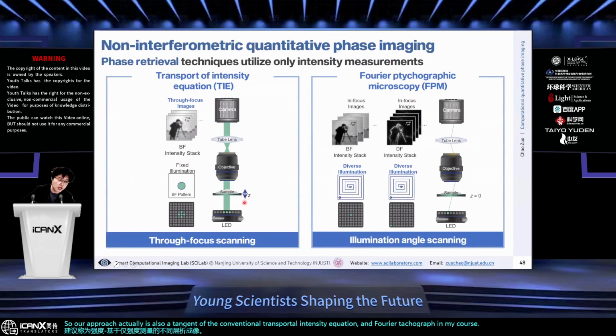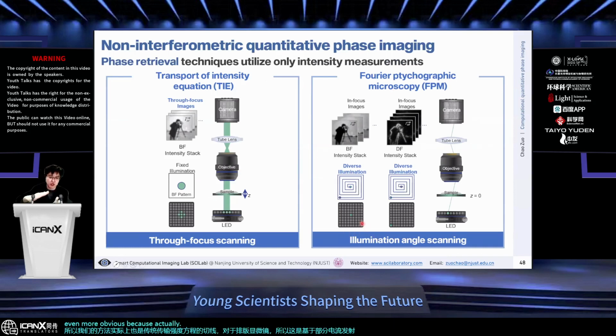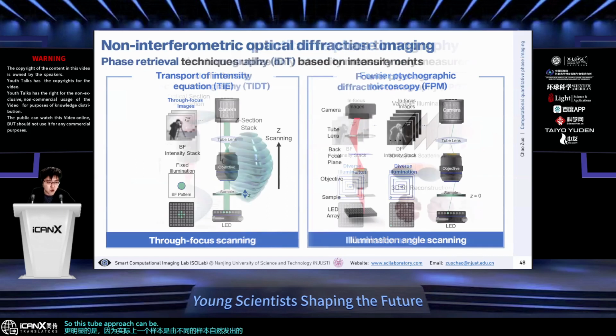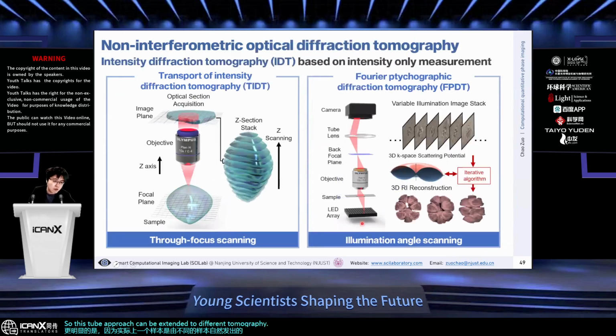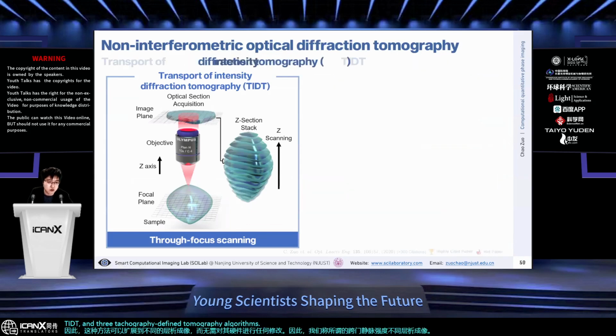This one is based on partially coherent illumination with defocus scanning, and this one is even more obvious because the sample is naturally illuminated from different directions. So these approaches can be extended to tomography without any modification of the hardware. We call them transport of intensity diffraction tomography, TIDT, and Fourier ptychographic diffraction tomography, FPDT. I will show you these results.